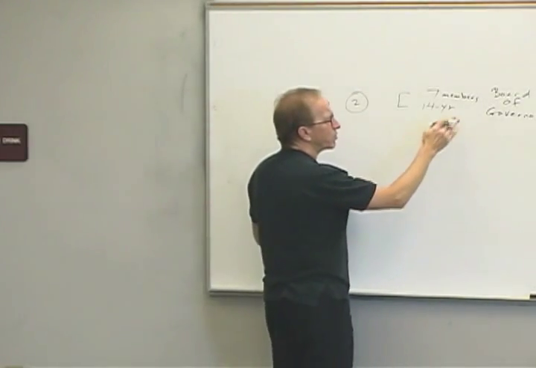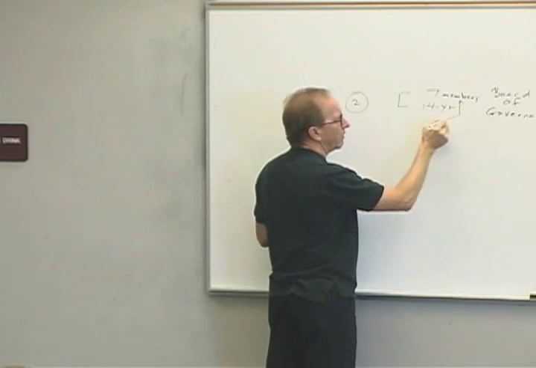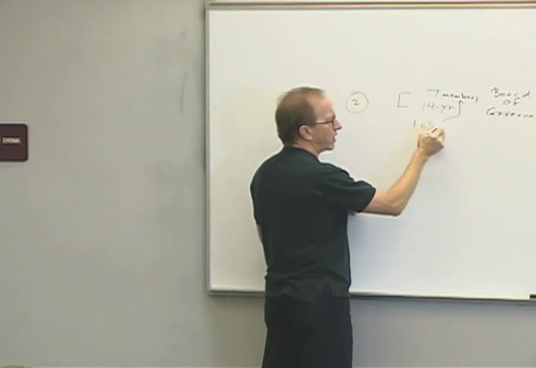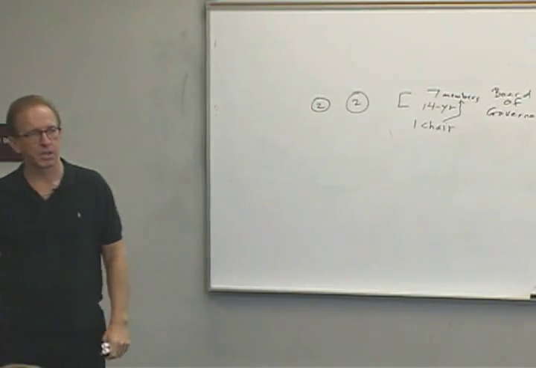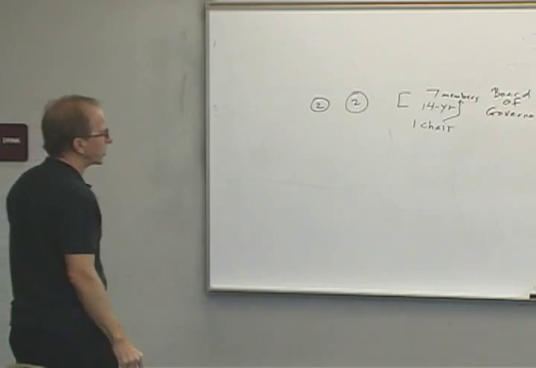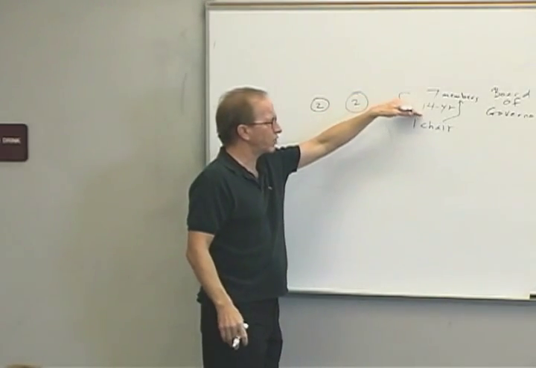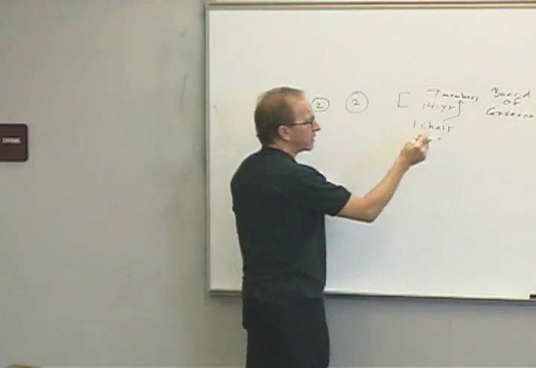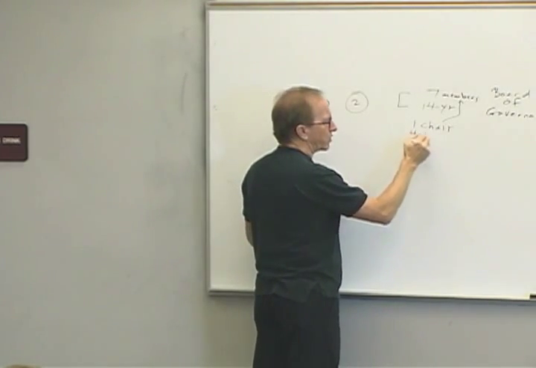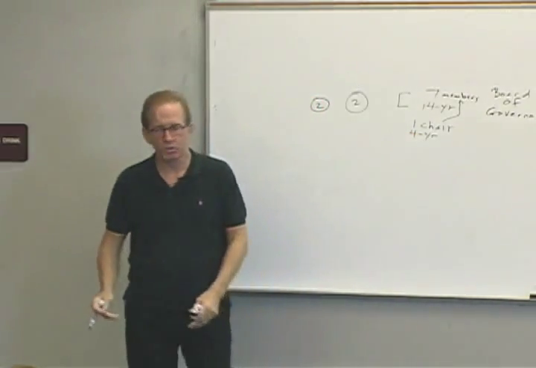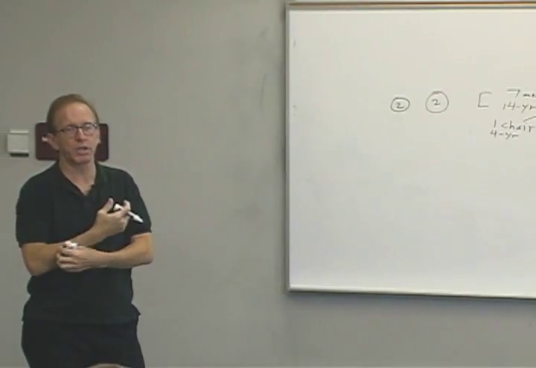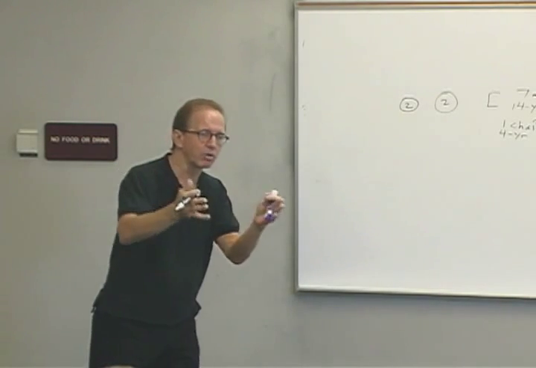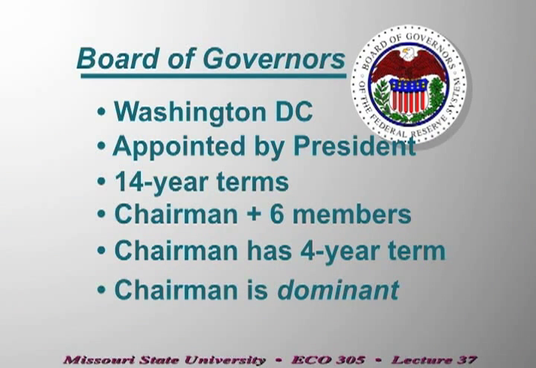Of those 7 members, one is the chairman, and it's always been a man up to now. The chairman is a member of the Board of Governors with a 14-year term, but the term as chair is a 4-year term. And so let's just say you get appointed to the Board of Governors. Usually what would happen is a president would use a new appointment, say, okay, here's 14 years for you, and I'm going to make you chair. And that's normally how it would work, but it doesn't have to be.